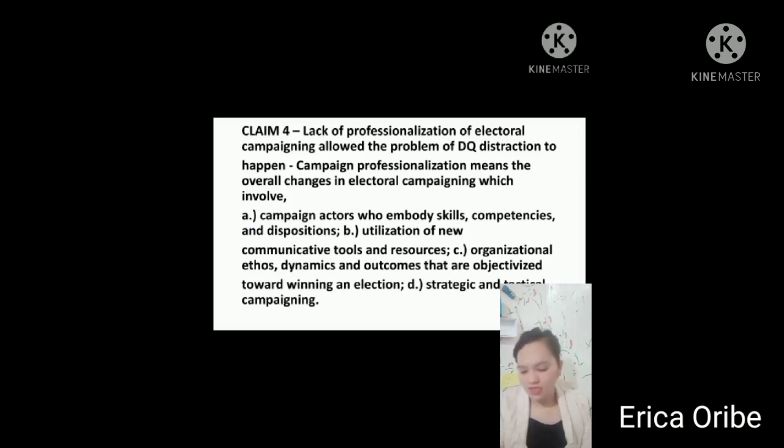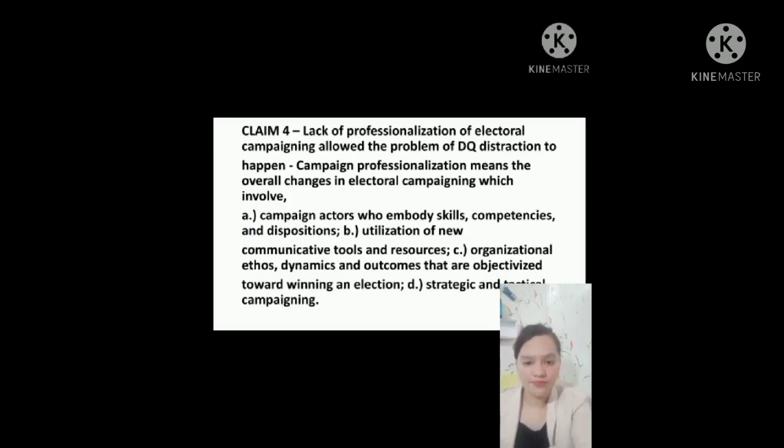So the index that is used nowadays in measuring the level of professionalization: the campaign consultants are composed of traditional politicians and marketing experts, paid media, reliance on TV ads, weak on social media presence, free media, and focus on the DQ case. So that ends my topic, all about the typology of Poe.